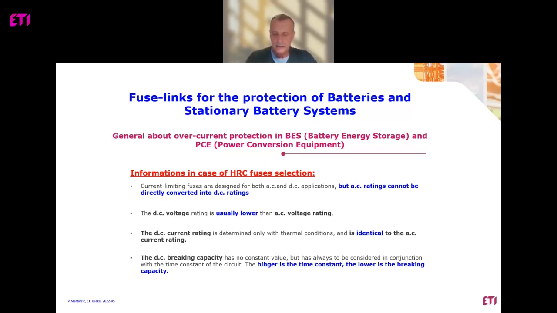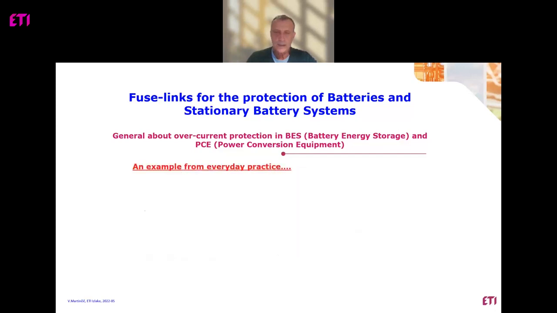Regarding DC breaking capacity, there is always a question from the customers, from the market. DC breaking capacity is not a constant value, but it should always be considered in conjunction with the time constant of the circuit. So, the higher the time constant, the lower the breaking capacity. There is an example from everyday practice.